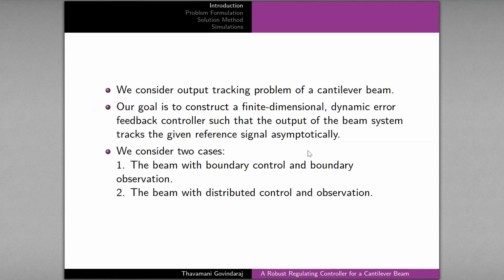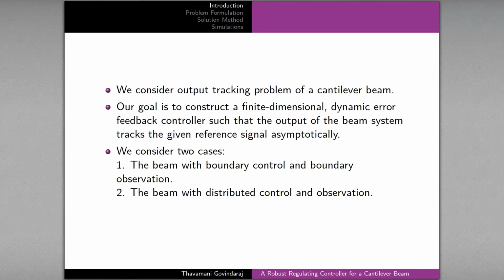We consider output tracking problem of an Euler-Bernoulli beam, in particular a cantilever beam. There are results in the literature dealing with output tracking of an Euler-Bernoulli beam. Those results use infinite dimensional controllers, in particular observer-based controllers. In this work, our goal is to construct a finite dimensional dynamic error feedback controller such that the output of the beam system tracks the given reference signal asymptotically.